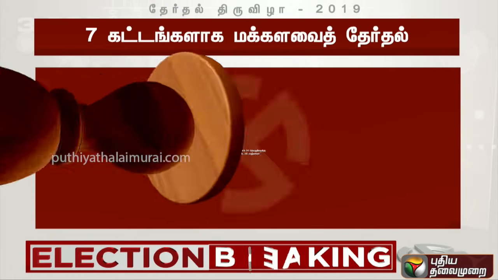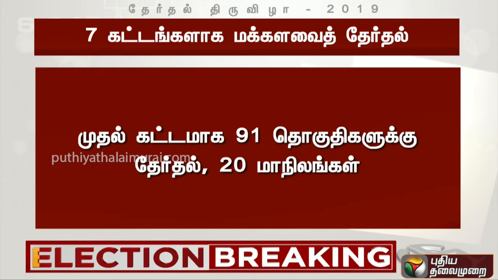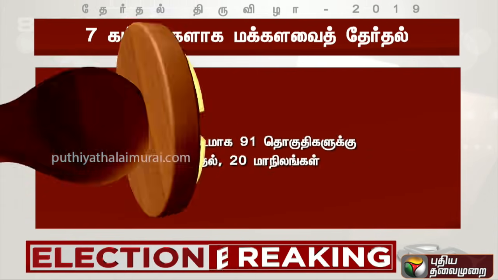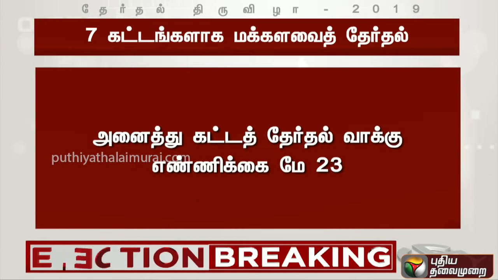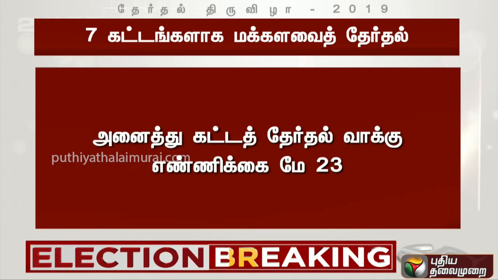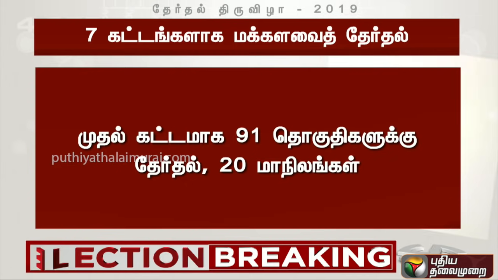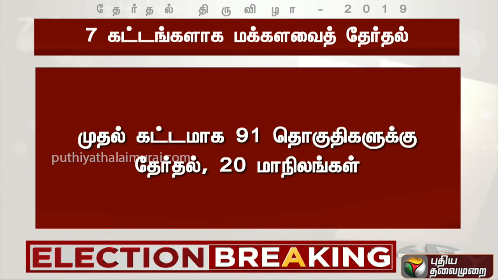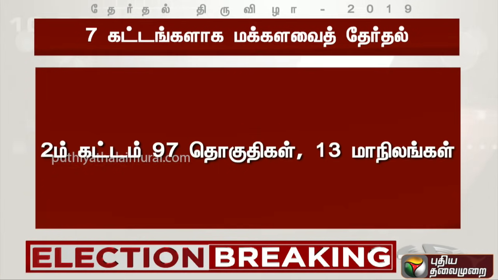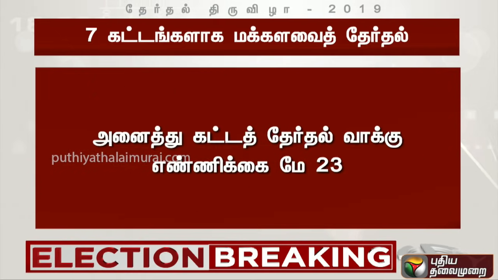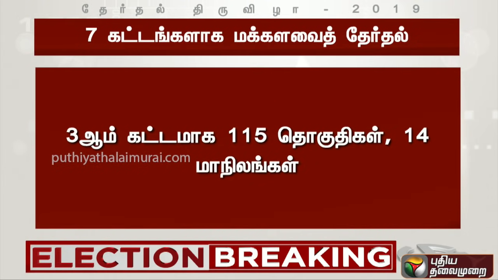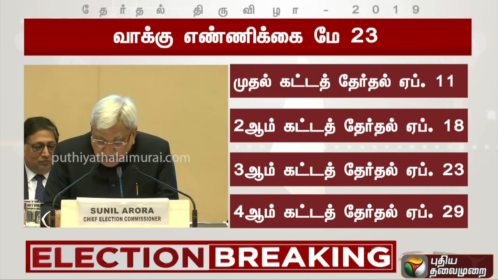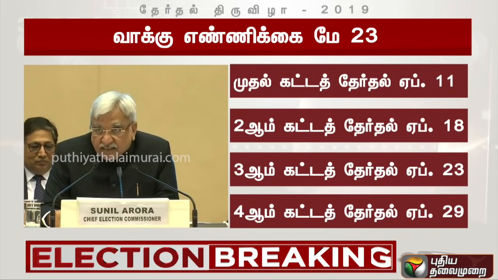Phase 3 is 115 constituencies in 14 states. When I say states here, it also means states and UTs. Phase 4 is 71 constituencies in 9 states. Phase 5 is 51 constituencies in 7 states. Phase 6 is 59 constituencies in 7 states. Phase 7 is 59 constituencies in 8 states.